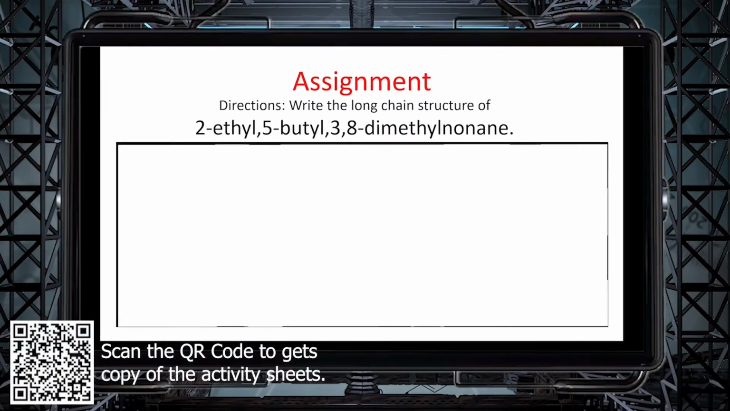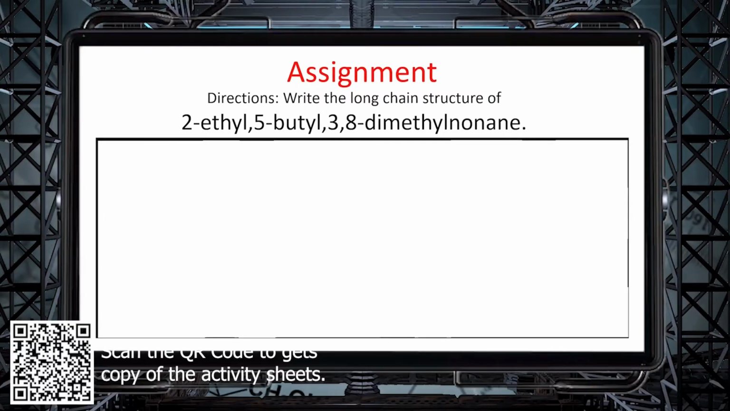For additional task, do this activity. Directions. Write the long chain structure of 2-ethyl-5-butyl-3,8-dimethylnonane.